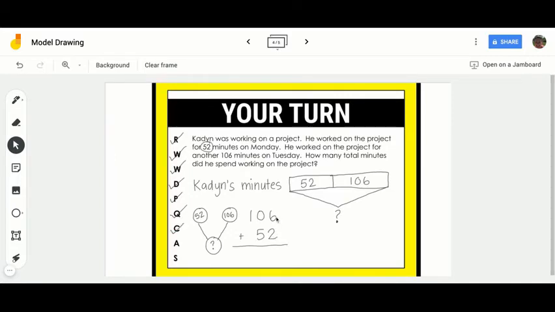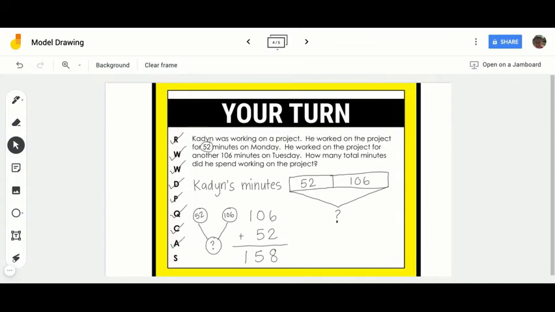Start in the ones. 6 plus 2 is 8. 0 plus 5 is 5. 1 plus 0 is 1. So our answer is 158. We can go ahead and check mark that one.